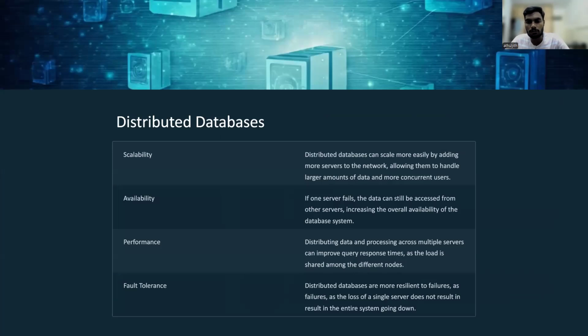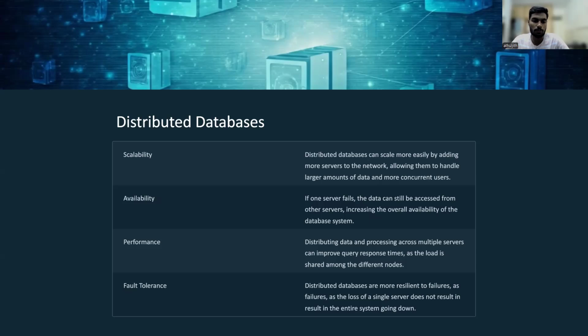Availability. If one server fails, the data can still be accessed from another server, increasing the overall availability of the database system. Performance. Distributing data and processing across multiple servers can improve query response times as the load is shared among the different nodes.